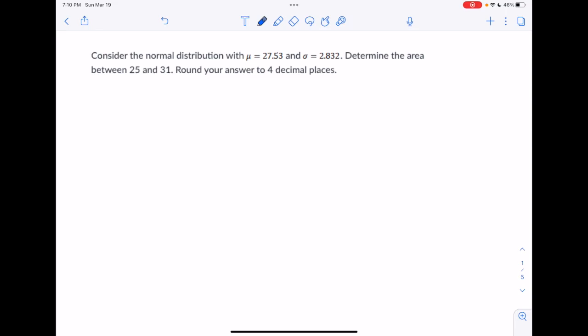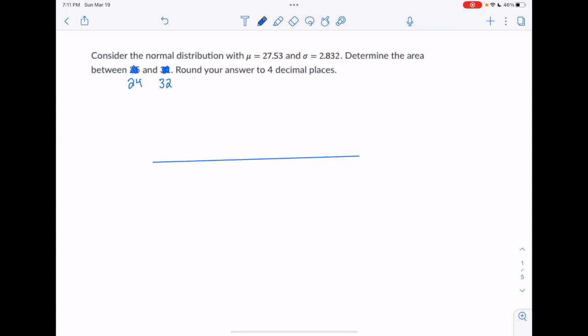This one is from Chapter 6. Consider the normal distribution with mu equal to 27.53 and sigma equal to 2.832. Determine the area between 25 and 31 and round our answer to 4 decimal places. So the first thing is we're going to give help instead of answers. So we're going to do the area between 24 and 32. So very similar process, just different answer because of that.